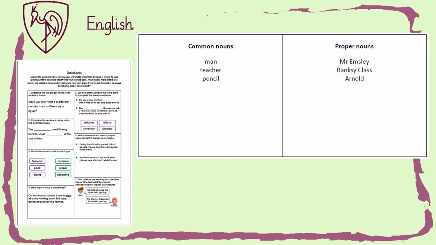On the other hand, we have proper nouns. Proper nouns have a capital letter to punctuate them. They are unique, and that's what that capital letter is showing. They're usually titles of things. So Mr. Emsley, Banksy, Class and Arnold, as you can see on the screen, they are proper nouns, and there's lots of them. Proper nouns also include initials or abbreviations.